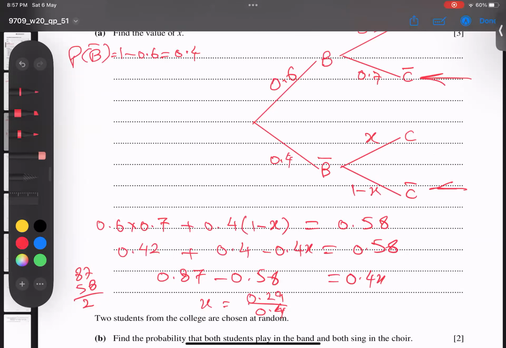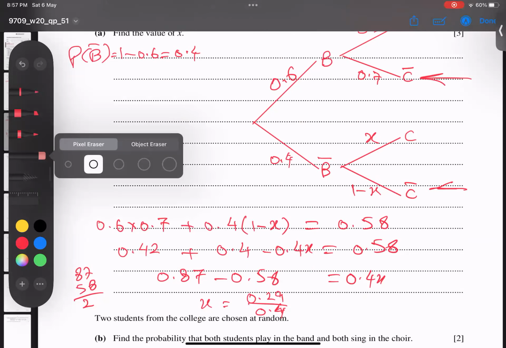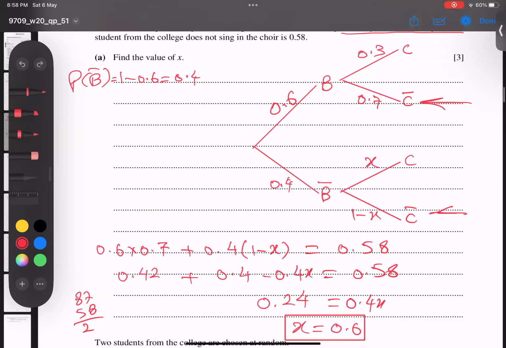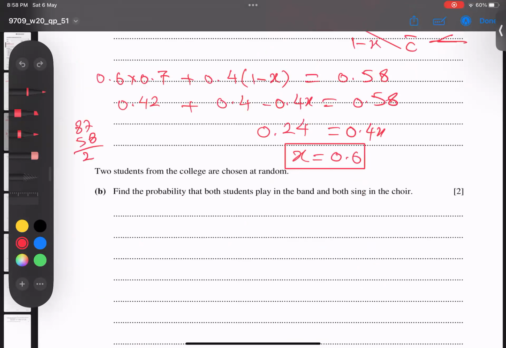Okay, one minute, please. This is 42, so it means there's a change. Now 0.42 plus 0.4 minus 0.58, I get 0.24, and this I will divide under it, and 6 fours are 24 and the decimal. So 0.6 is the answer. And he was asking to find the x value. Done.